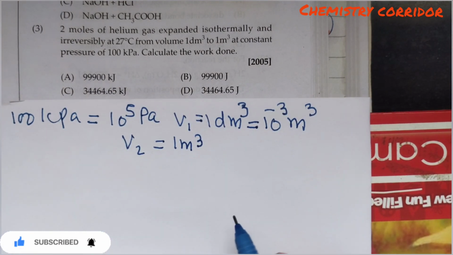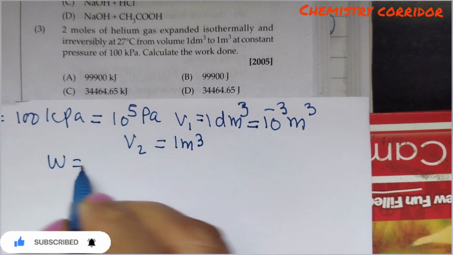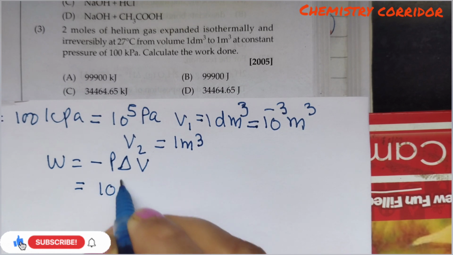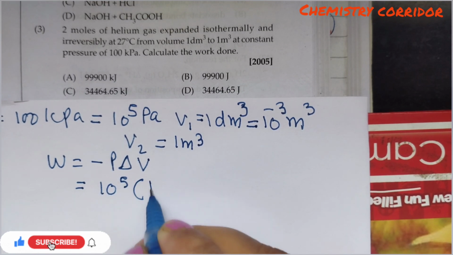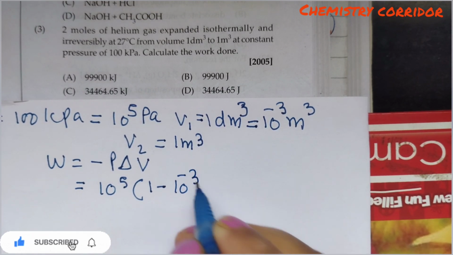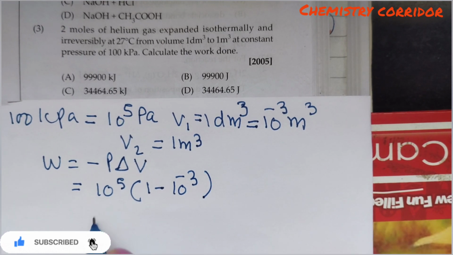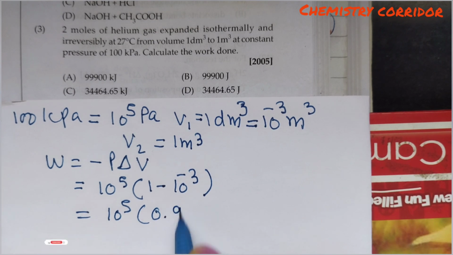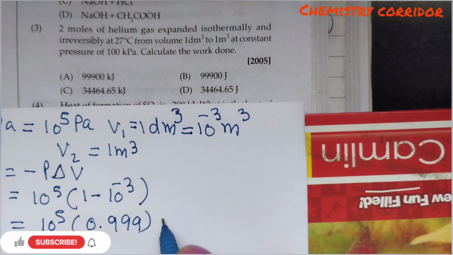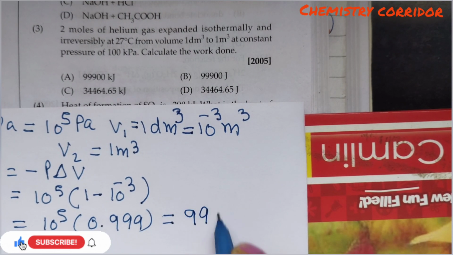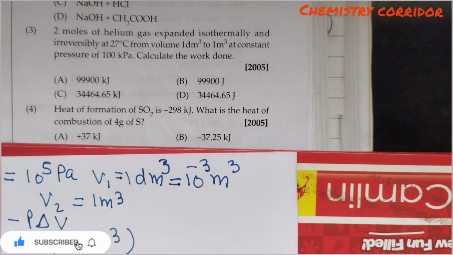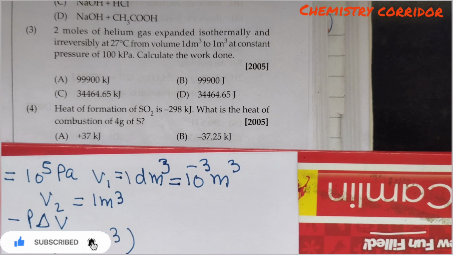So students, we can use the formula of W is equal to minus P delta V. Substitute the values: 10 raised to 5, into 1 minus 10 raised to minus 3. So this you will get as 10 raised to 5 multiplied by 0.999. So the answer you will get here is 99900 J. So the answer here is second option. Let's see the next question.